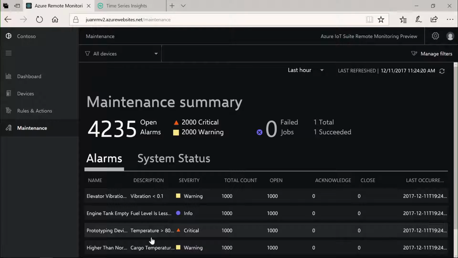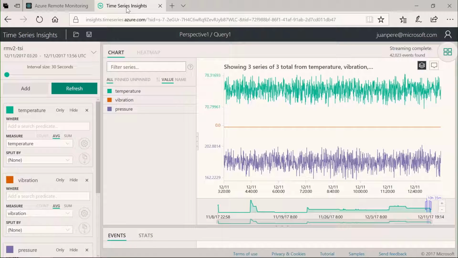I have my remote monitoring solution, and I've seen that I'm receiving this critical alert about temperature going up. What I will do is attach Time Series Insights to the IoT Hub, which is behind my remote monitoring solution. As soon as a Time Series Insights instance has been attached to an IoT Hub, not only will it get all the data which is in the buffer of IoT Hub, but it will also start recording everything happening from that point on. And I can then go back in time and visualize data that has been stored by Time Series Insights in the past.